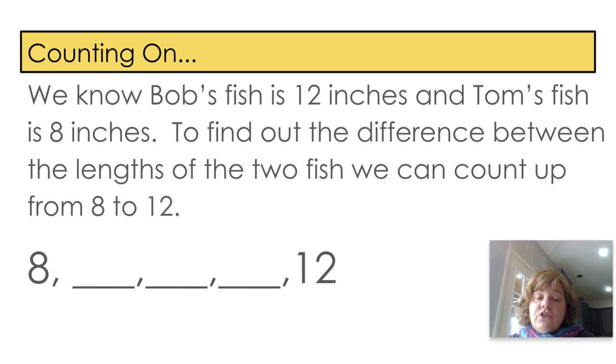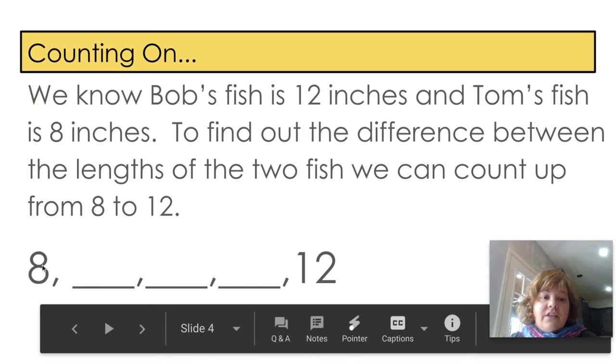You can also count on. We know Bob's fish is 12 inches and Tom's fish is 8 inches. To find out the difference between the lengths of the two fish, we can count up from 8 to 12.